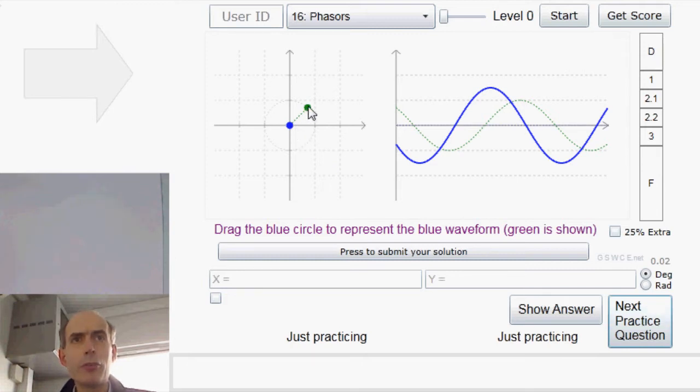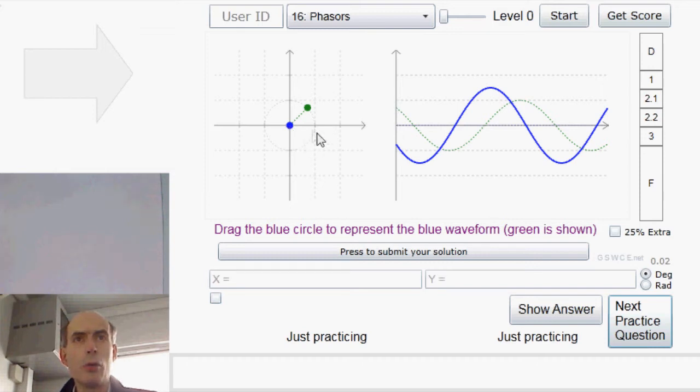Some of these phasors, the green one in this particular case, cannot be moved. The green one is the reference. It's shown dotted here, and that defines the reference phase. In this case, the green one is at 45 degrees on the Argand diagram and has an amplitude of 1. So its amplitude there, its peak, is at 1.